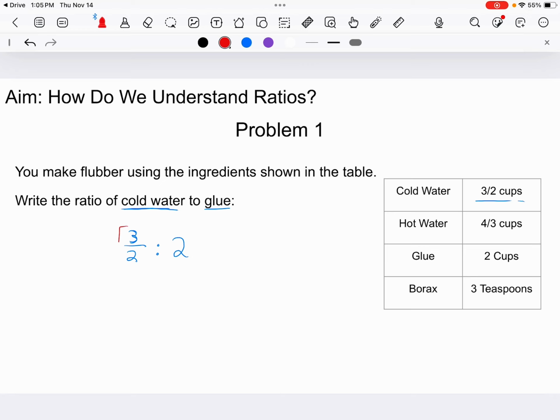If we wanted to get rid of the fraction, I just multiply each number in my ratio by 2. And then I would have 3 to 4. So the ratio of cold water to glue would be 3 to 4.